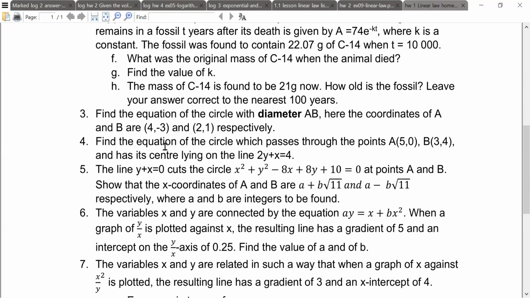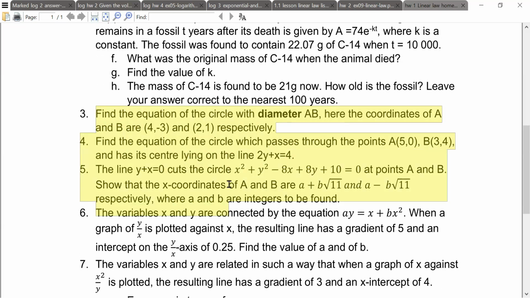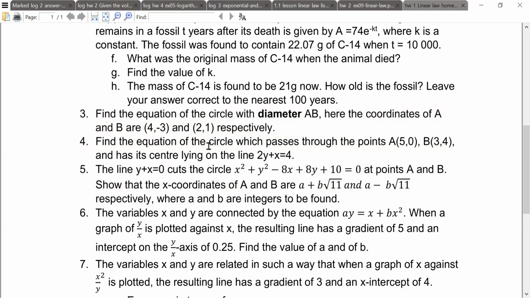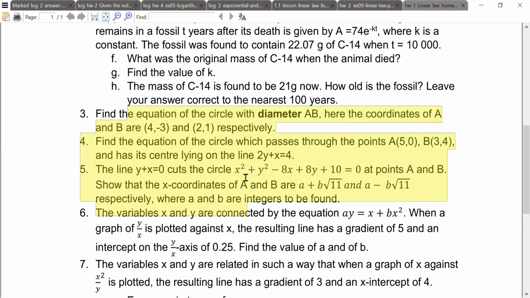Then 3, 4, and 5 is actually a recap on the discriminant, b squared minus 4ac, more than 0, equals 0, less than 0. Just a recap, as well as a bit of coordinate geometry. Have you learned equation of a circle? No. Okay, that's no good. Never mind, then you skip 3, 4, and 5.